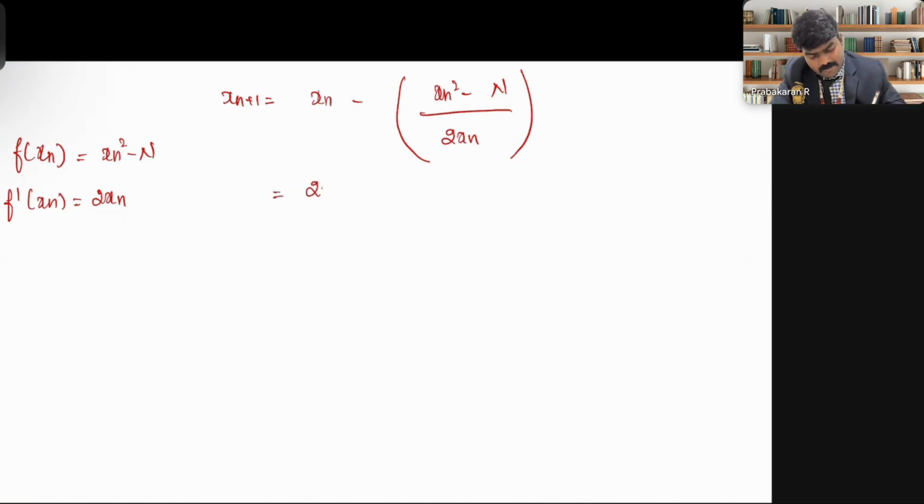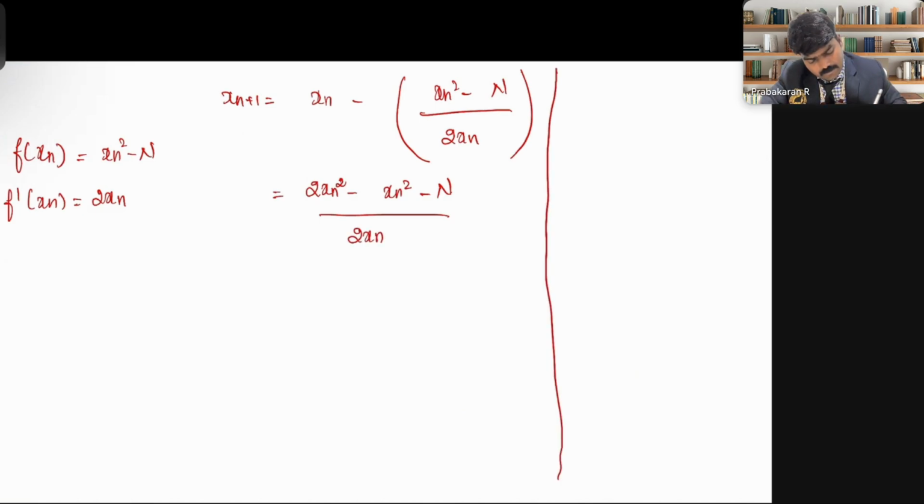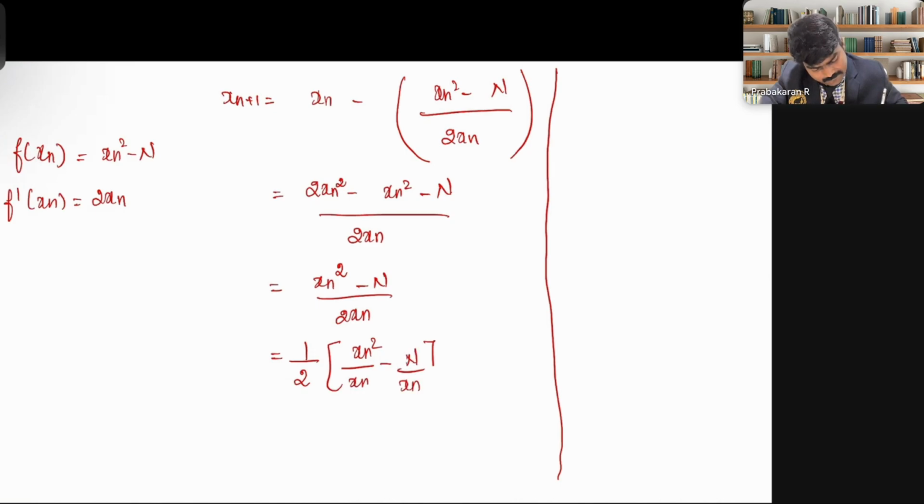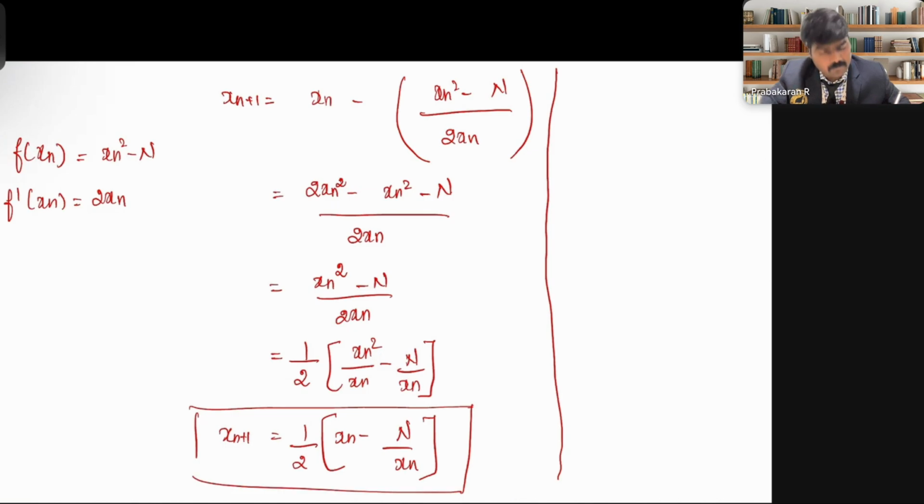Take the LCM. This is going to give us 2xn squared minus xn squared minus n, by 2xn. Furthermore, 2xn squared minus xn squared is nothing but xn squared minus n, by 2xn. And simplify further. Take 1 by 2 out and split xn squared by xn, minus n by xn. This is going to give us 1 by 2 times xn minus n by xn. This is the generalized formula for finding the square root of any integer.